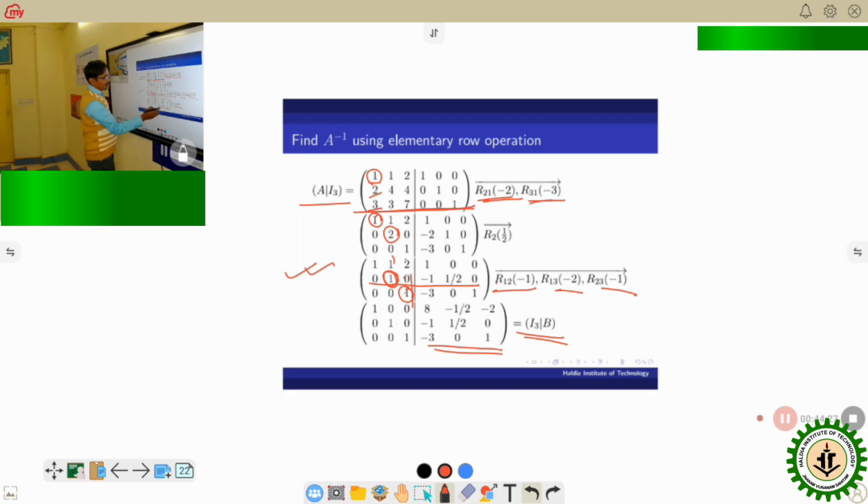And lastly, after getting the identity, the remaining matrix should be the inverse of this. And you can check A into B, it should be I3. You can check and verify.